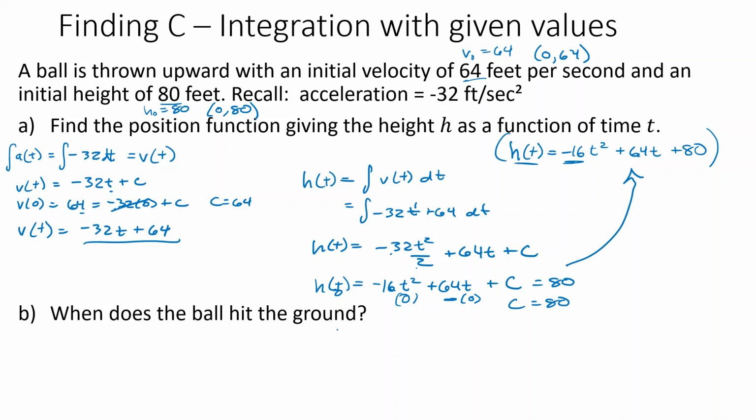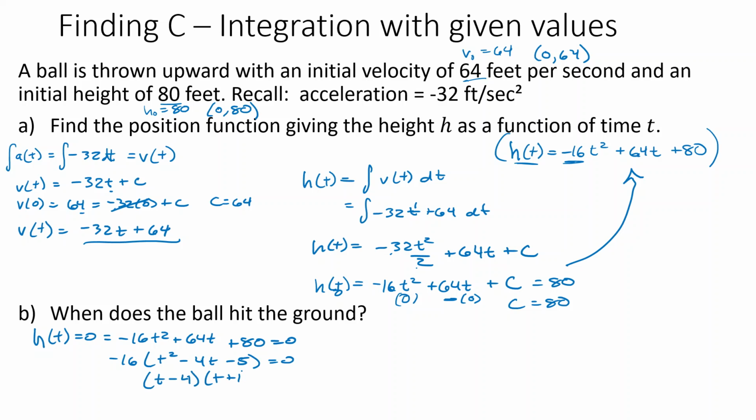So now we can answer questions like, when does the ball hit the ground? Well, that's when h of t equals 0. So we just set the whole thing, negative 16t squared plus 64t plus 80, equal to 0. I believe everything here is divisible by negative 16. So we're left with t squared minus 4t minus 5. We can factor this into t minus 5 and t plus 1. So we get t equals 5 and t equals negative 1. So when does it hit the ground? We're going forward in time, 5 seconds.